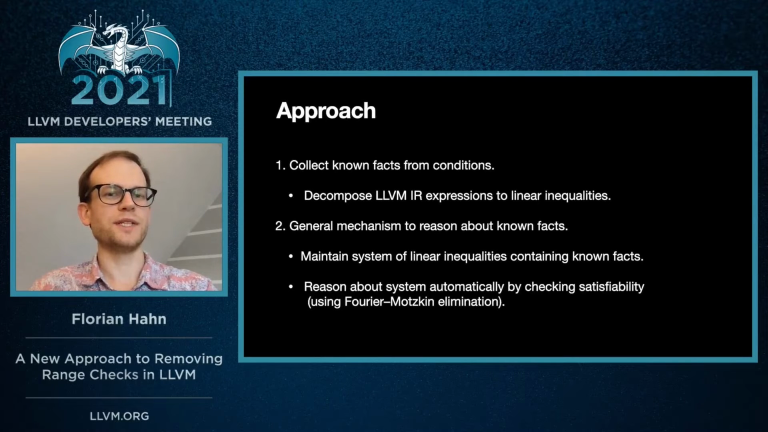This allows us to reason about our information automatically by checking satisfiability of a system of linear inequalities. This is something that can be done automatically, for example by using a technique called Fourier-Motzkin elimination. This is what we are using in the initial implementation. When it comes to validation of the transformation, the state of the transformation can also be used to help with verifying the transformation itself. But more about that later.